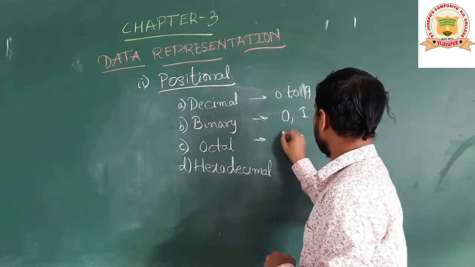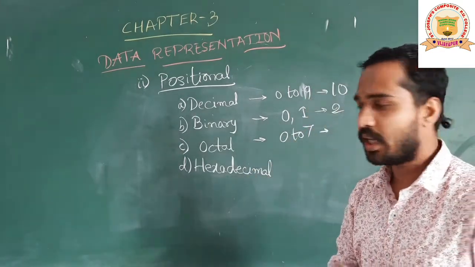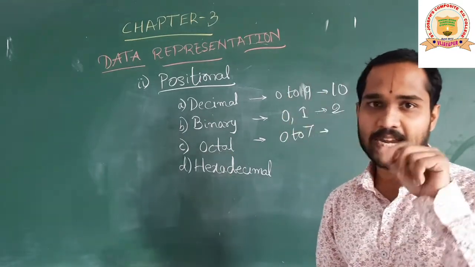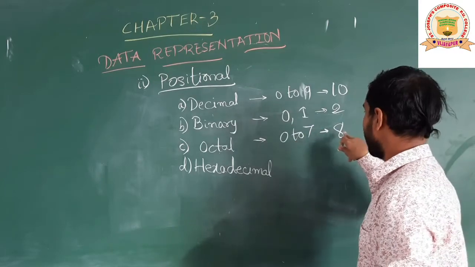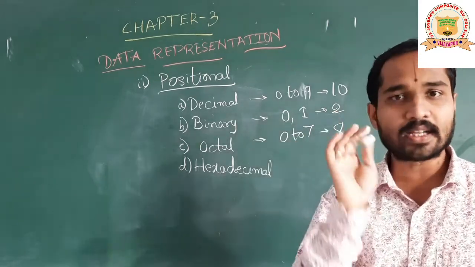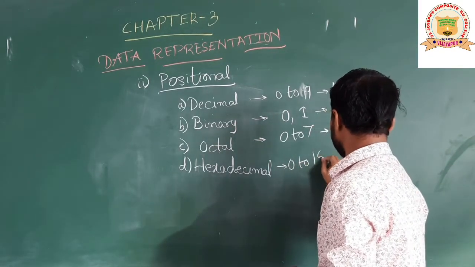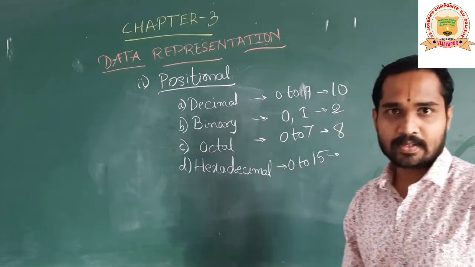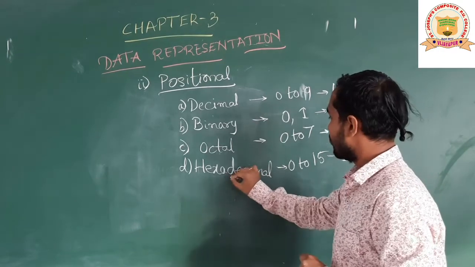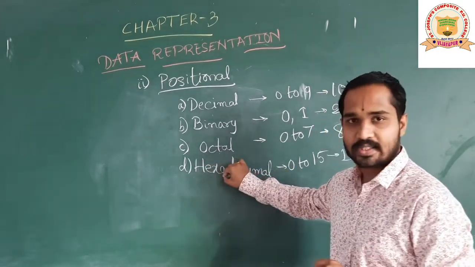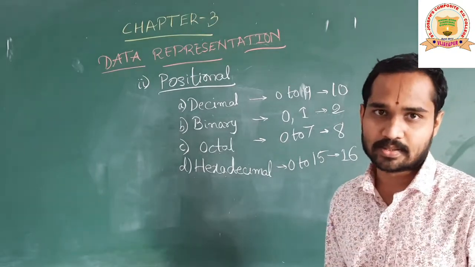Then in octal we use the digits from 0 to 7. Okay, oct is the word for what? 8, correct? So 0 to 7, these digits are used and hence it has totally 8 digits in it. Okay, and in hexadecimal we use from 0 to 15. So totally there are 16 digits. Decimal is 10. Hexa is 6. 10 plus 6, 16 total digits are there in the hexadecimal number system.